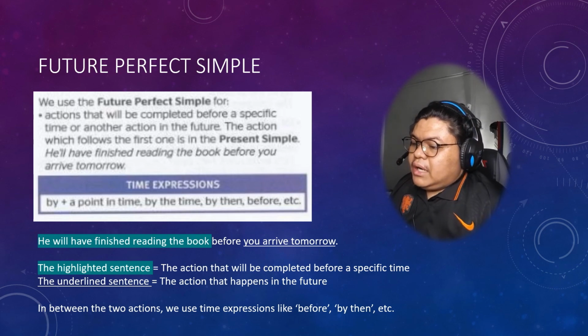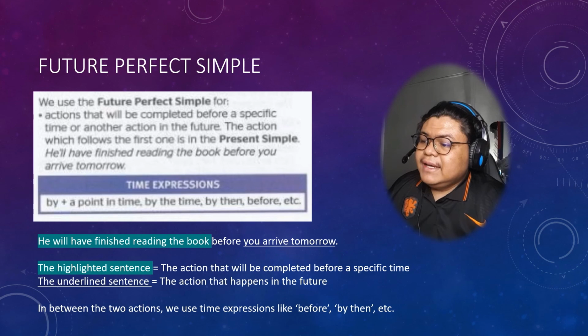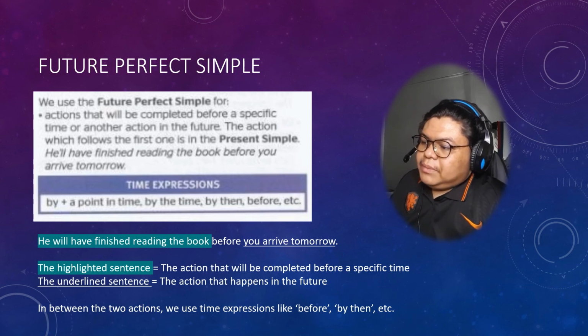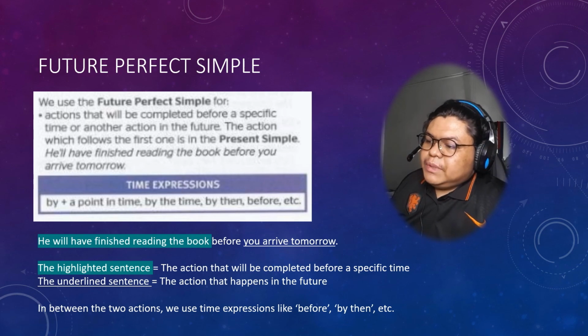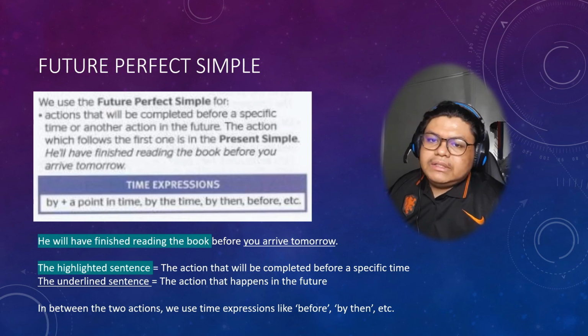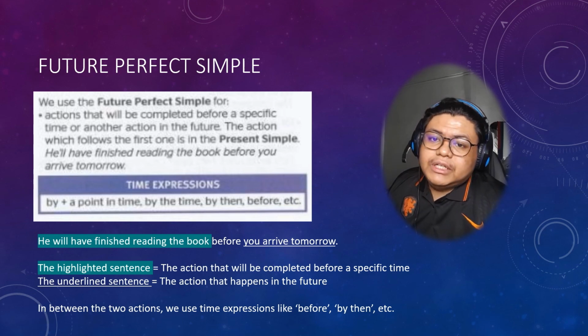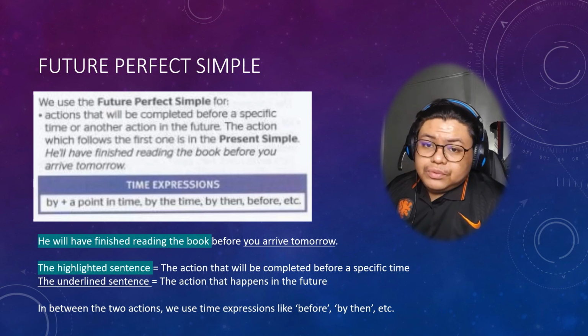Okay, so in between the two actions we use time expressions. Okay, kita gunakan time expressions like before. Okay, in this case kalau dalam ayat ni kita gunakan before lah. Okay, so maksudnya dua-dua ni berlaku di masa akan datang lah. Okay, cuma satu benda tu akan berlaku dahulu sebelum satu perkara lagi berlaku, satu action lagi berlaku. Itu yang dia nak cuba highlightkan dekat sini. Okay, so I hope you are not confused by this.